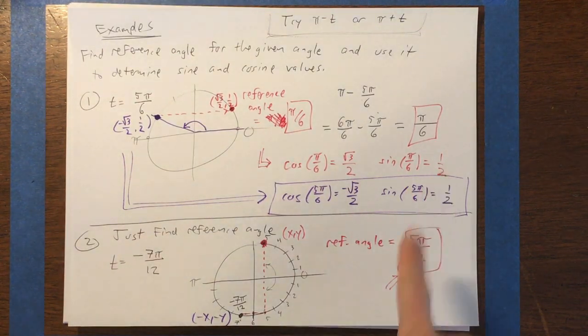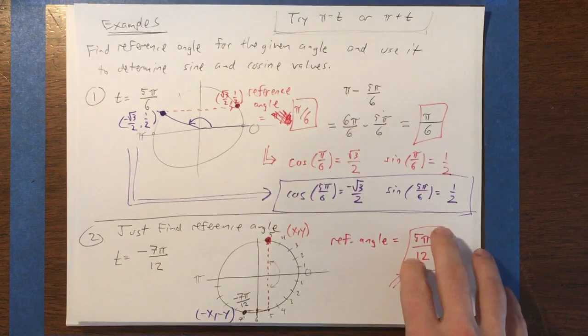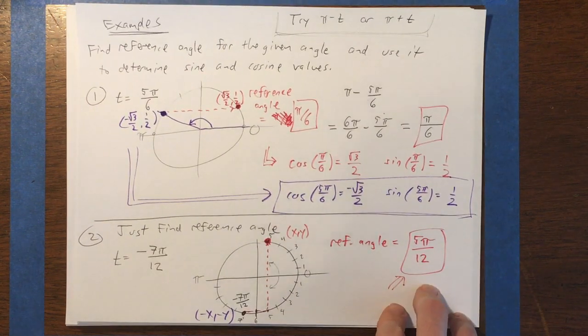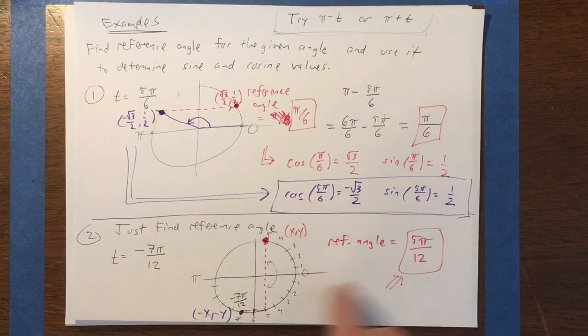By the way, we are going to figure out how to get the exact cosine and sine values for 5 pi over 12. It's going to involve some trigonometric identities. We're not going to do it until a future chapter, but just so you know, that is coming up. So eventually you'll be able to complete this problem.